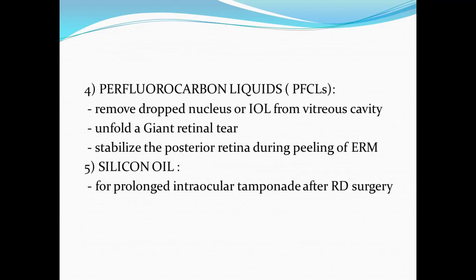Next is perfluorocarbon liquids, which are used for removal of a dropped nucleus or IOL from the vitreous cavity. It is also used to unfold a giant retinal tear. It is also used to stabilize the posterior retina during peeling of a retinal membrane. So these are common indications for PFCLs. And lastly, you have the silicone oil, which is used for a prolonged intraocular tamponade, most commonly after retinal detachment surgery, where you need the retina to be attached for quite a long period of time.